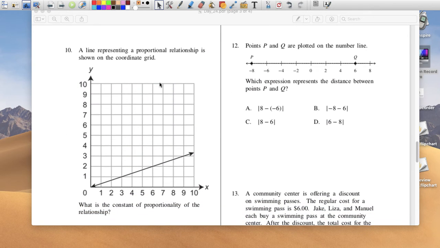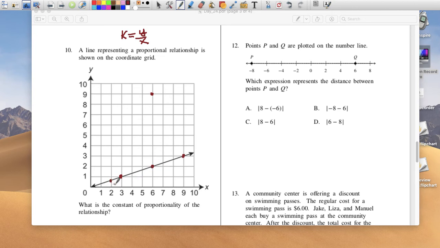A line representing a proportional relationship is shown on the coordinate grid. What is the constant of proportionality of the relationship? So we need to find k, right? The constant of proportionality, remember, is k equals y over x, right? So pick a point, not any point. Pick a point that's exactly on a corner like this, right? So that you can get its exact value. And to me, that looks like I can pick this one? Yeah, that looks okay. You could have picked this one, that looks okay too, or even this one. So any of these three points would have been okay.